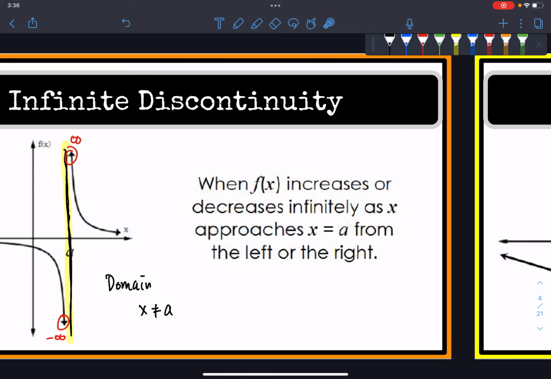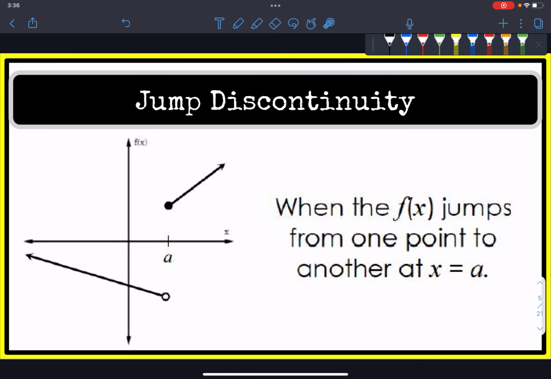Now the second type of discontinuity we're going to discuss today is jump discontinuity. This occurs when the function jumps from one point to another at the value x equals a. Here we do have a value for x equals a, it's this closed circle there. But notice how the graph from left to right is being drawn going downwards. It then jumps up all the way over here. I have to pick up my pen and then start the graph from here to continue the graph. So it jumps all of this space in between to get from this open circle to that open circle to continue the graph. This is referred to as a jump discontinuity.